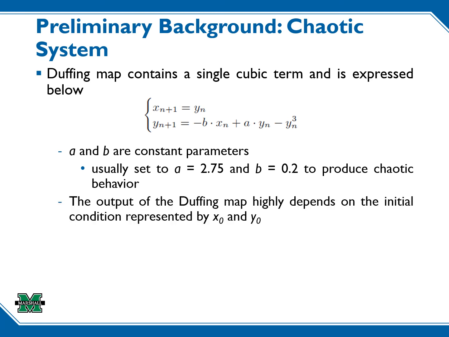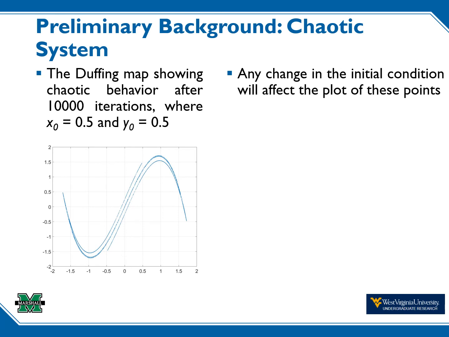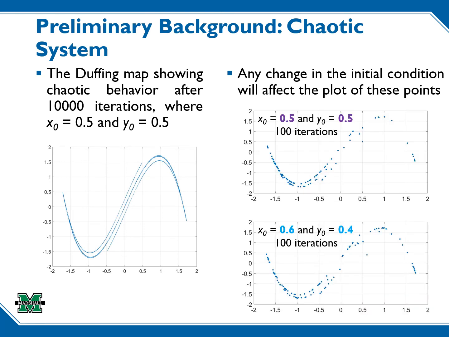The output of the Duffing map highly depends on the initial condition represented by x0 and y0. The Duffing map shows chaotic behavior after 10,000 iterations, where x0 equals 0.5 and y0 equals 0.5. Any change in the initial condition will affect the plot of these points.